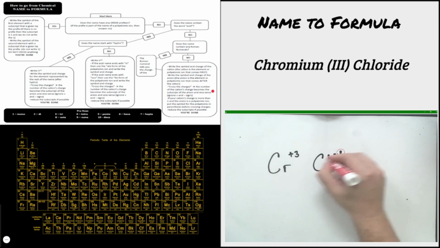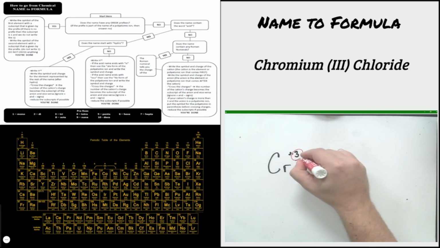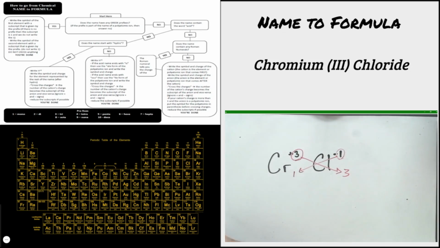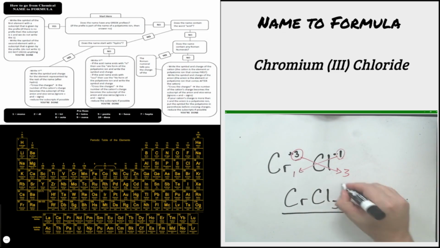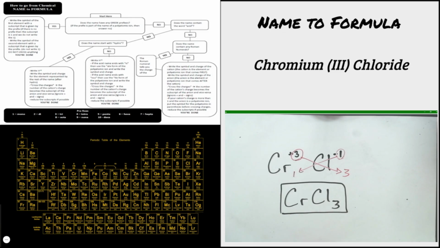So I take my 1 and I bring it down here, and I take my 3 and I bring it down here, and that leaves me with CrCl3. Again, we don't write the 1 as a subscript. We just leave it there because the fact that we have chromium tells me there's at least 1 chromium there. I don't need to write the 1 to tell me there's 1 chromium. If there wasn't any chromium, then I wouldn't have Cr. So there's no reason to write the 1. So we never write the 1. Okay, so this is our formula for chromium 3 chloride.